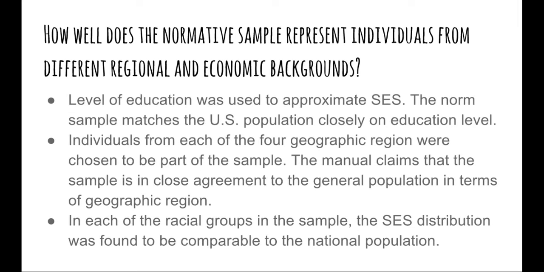The level of education was used to approximate socioeconomic status, or SES. The norm sample matches the U.S. population closely on education level. Individuals from each of the 4 geographic regions were chosen to be part of the sample. The manual claims that the sample is in close agreement to the general population in terms of geographic region. In each of the racial groups, as stated before, the SES distribution was found to be comparable to the national population.